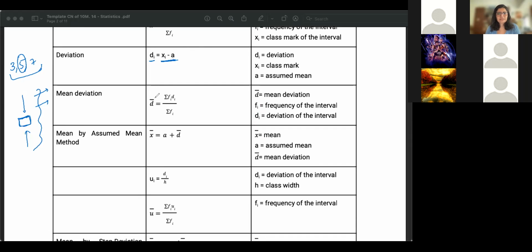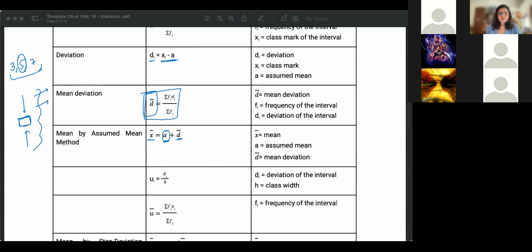Then find the mean of all the deviations. Same formula, sigma fi di upon sigma fi. Instead of directly finding the mean of the class marks itself, you're finding the mean deviation. And then whatever deviation you get, you add it to your assumed mean. So basically, your actual mean is deviating by this much from whatever you assumed. It's kind of an indirect method, basically. Okay.